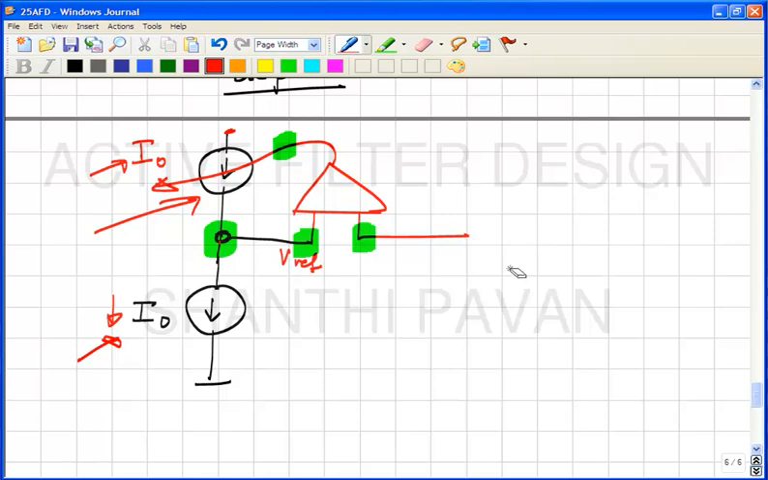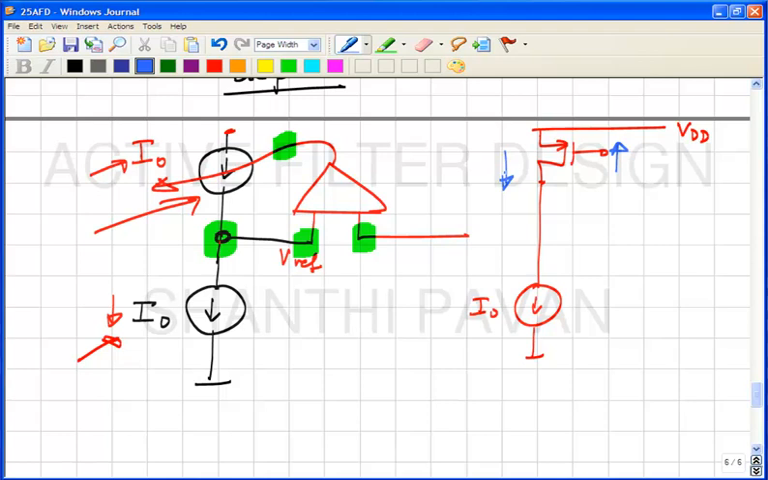Now let's get to transistors one by one. If you want a variable current source, what is the simplest variable current source which pushes current that you know? Yeah, a transistor. What kind of transistor? I want current to be pushed in like this, a PMOS. And this is my I naught, which is the control node, the gate. If I increase the gate potential, what will happen to this current? It reduces, and vice versa.